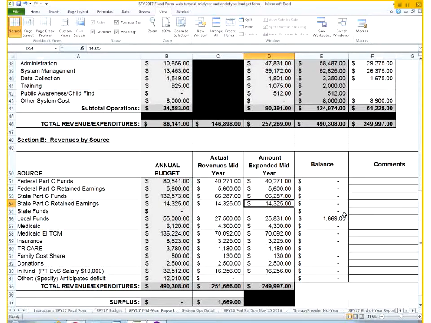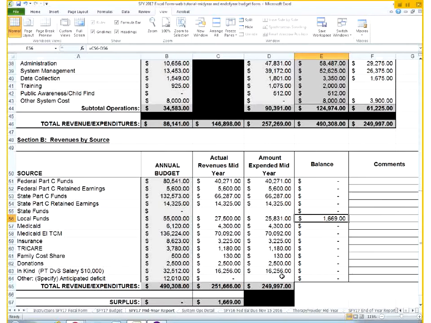And so we know that there are going to still be bills coming in that have to be paid, and so don't fret if you're noticing that you have something over here in this little balance column. It has no indication of what things are going to pan out to necessarily be by the end of the year. So you can see here, local funds, we anticipated that we were going to get in $55,000 for the year. So far, we've gotten in $27,500, but we've only spent $25,000 of that. So that's where that balance number comes in.